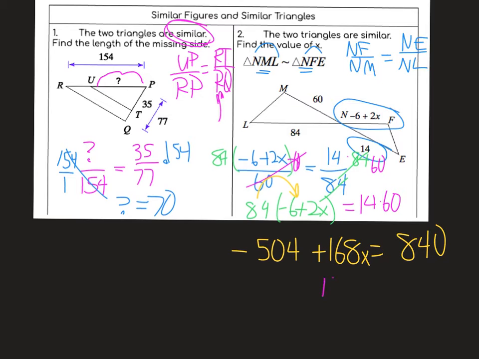So now let's add 504 to both sides. So 840 plus 504 is going to be 1,344. Woo, these numbers are huge. And then we'll go ahead and divide by 168. And we get, oh, that's a nice number. We got 8. If you wanted to, you could plug that back in here, and you'd find that this is 10. And then you could say, well, is 10 over 60 the same as 14 over 84? And hopefully, your answer to that question is affirmative.